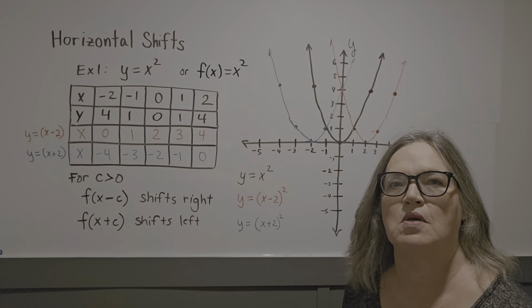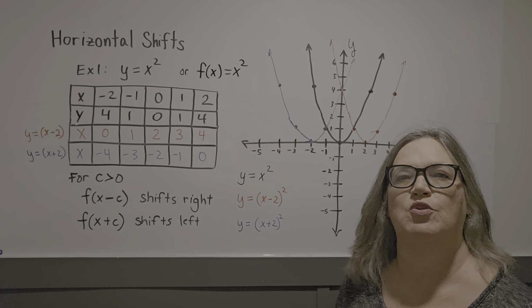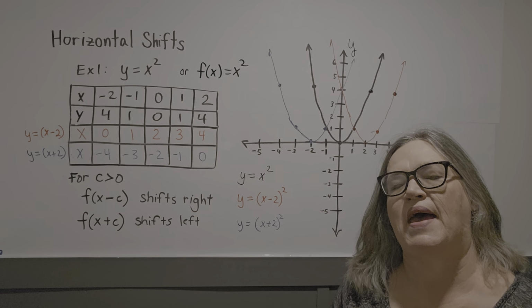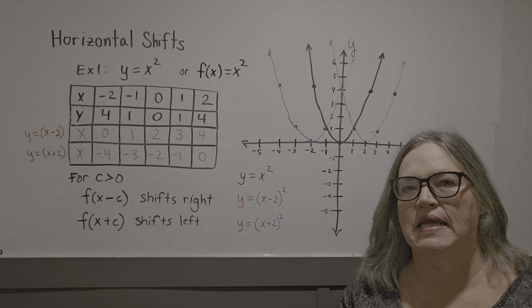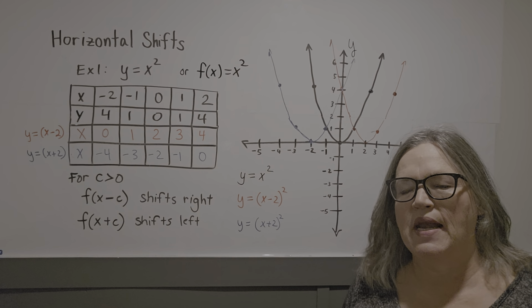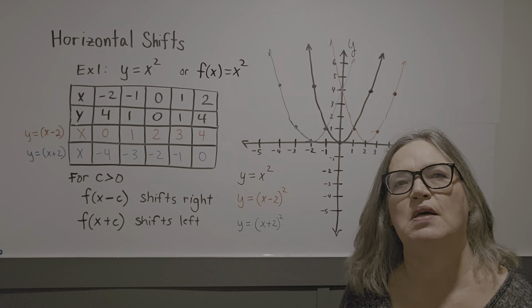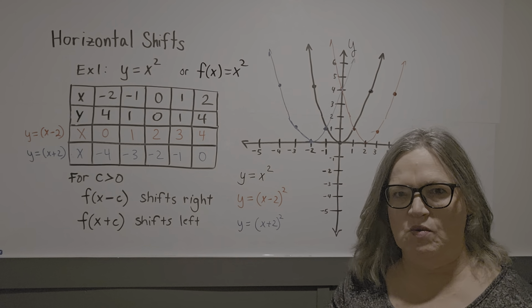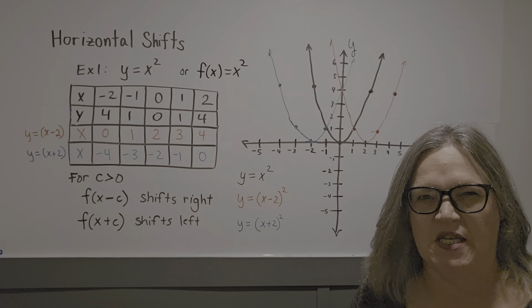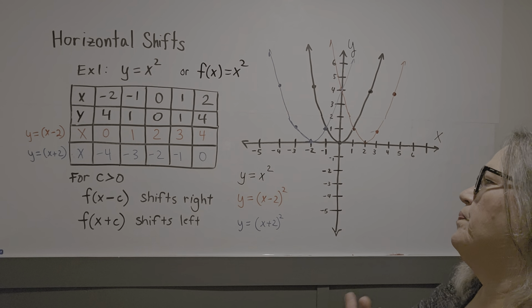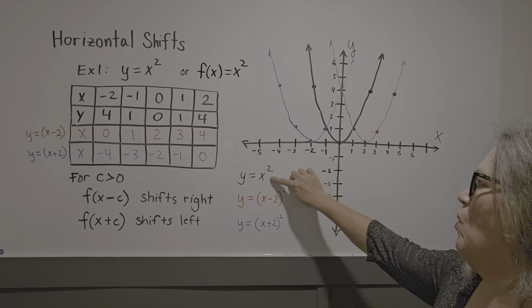Horizontal shifts are a little bit trickier than vertical shifts because we're working with x values, and x values are inside the function. So you kind of have to think in reverse, and it's a little confusing, but just remember that when you're working inside the function, you're reversing things. So let's look at this example with y equals x squared.